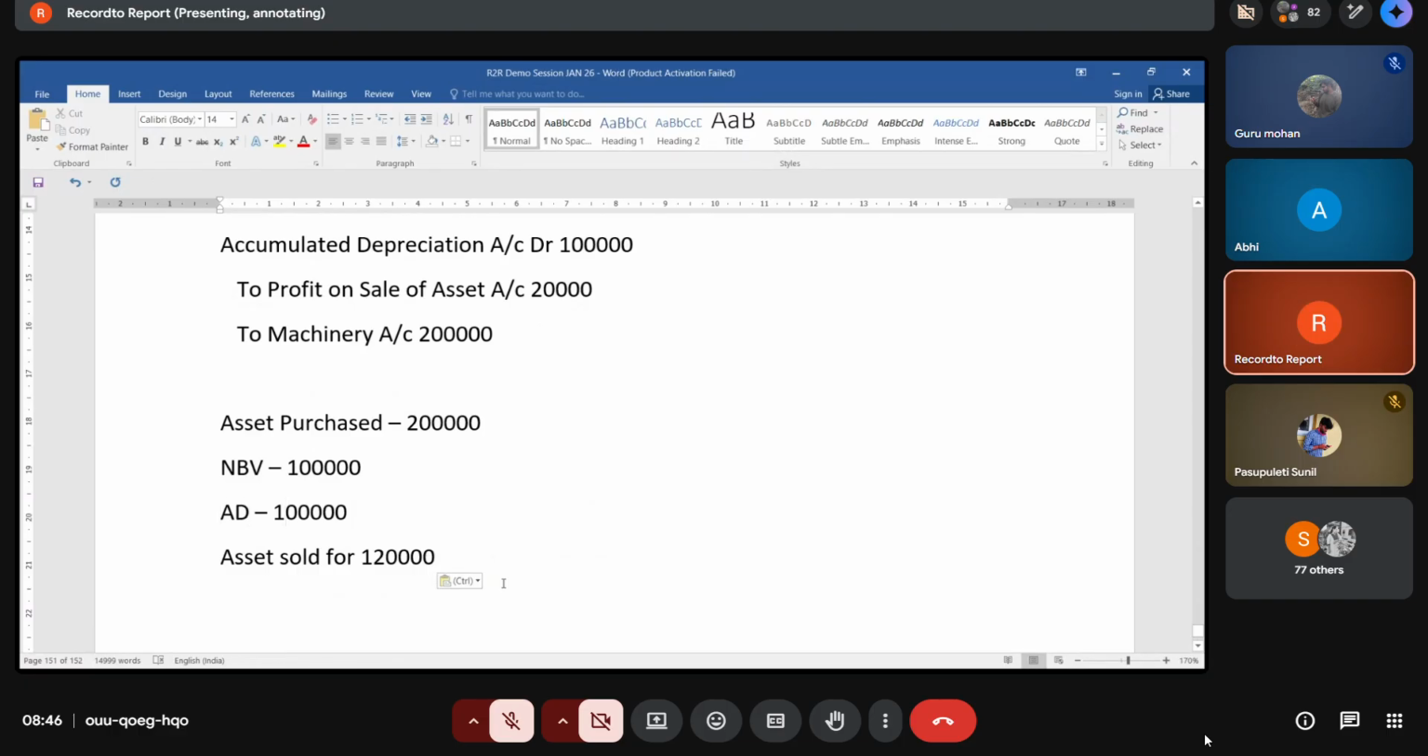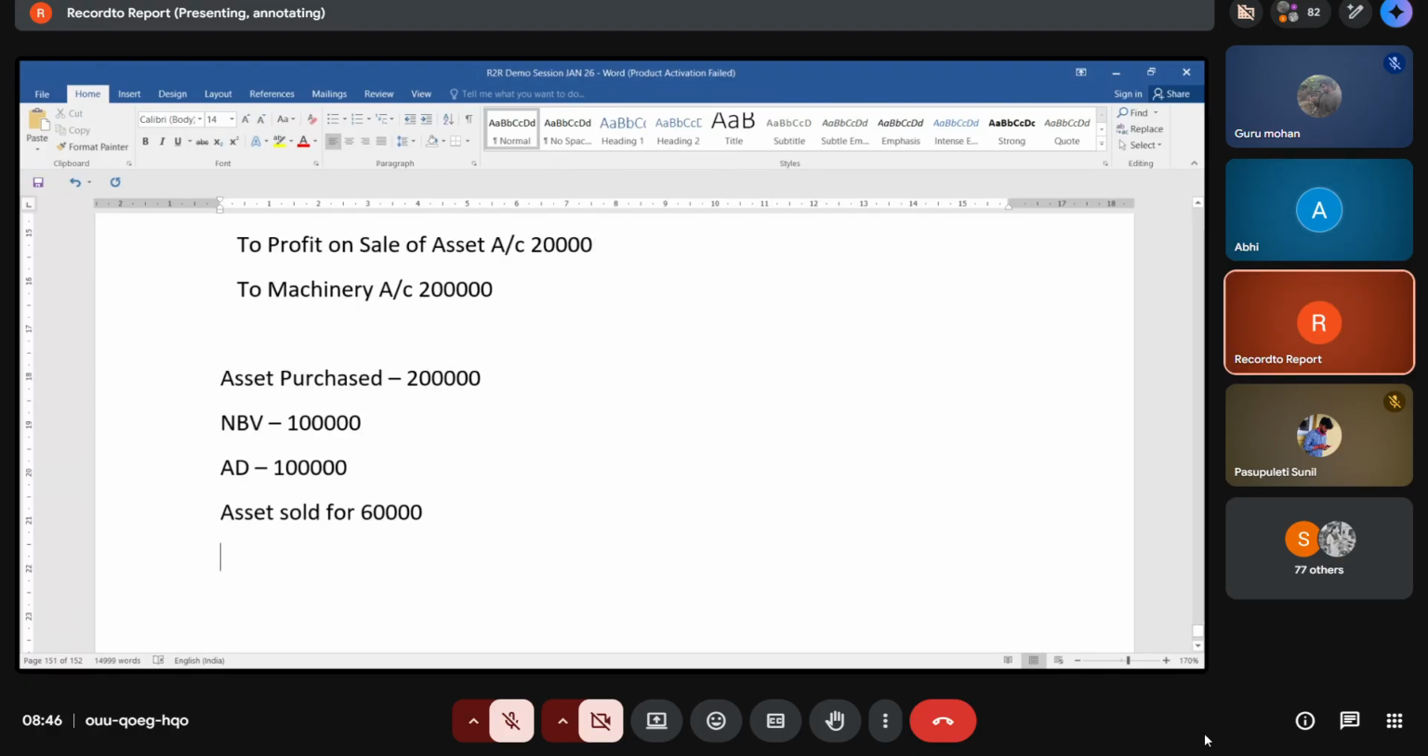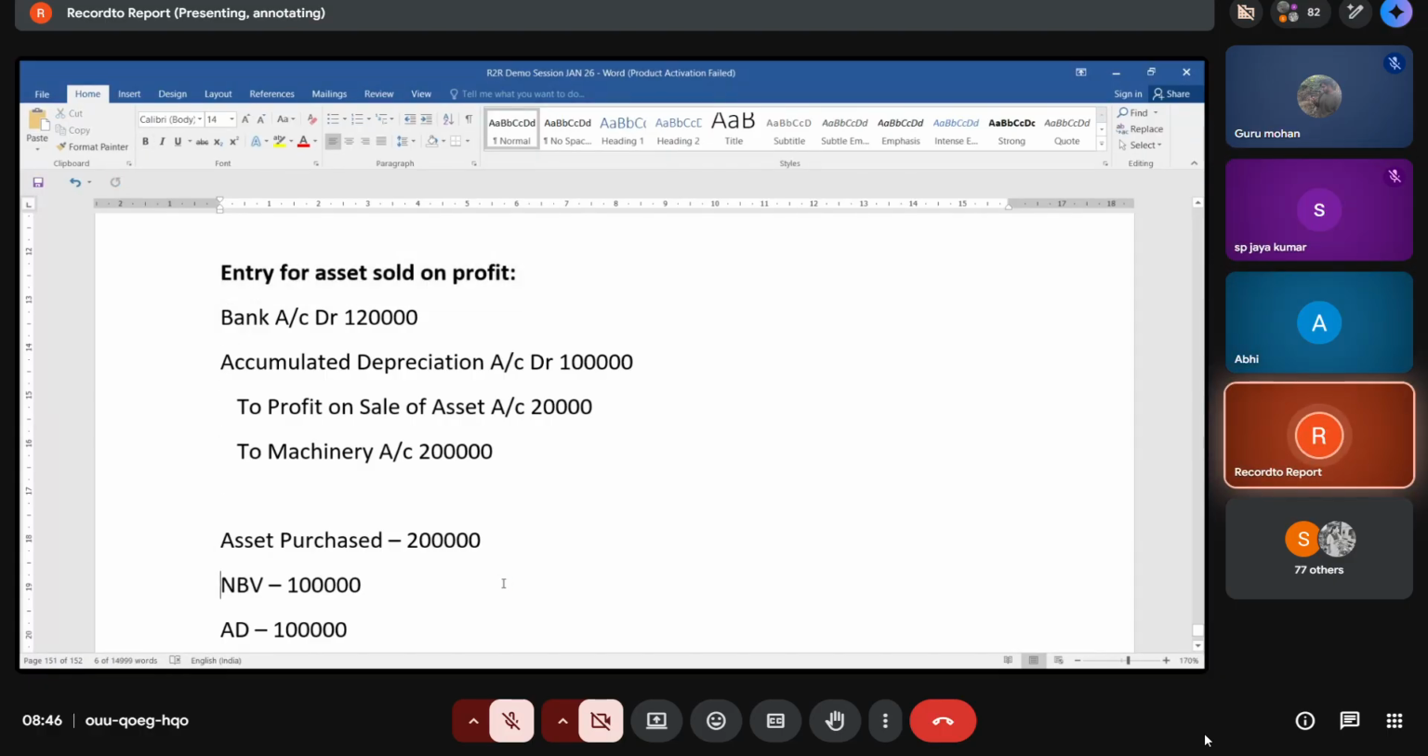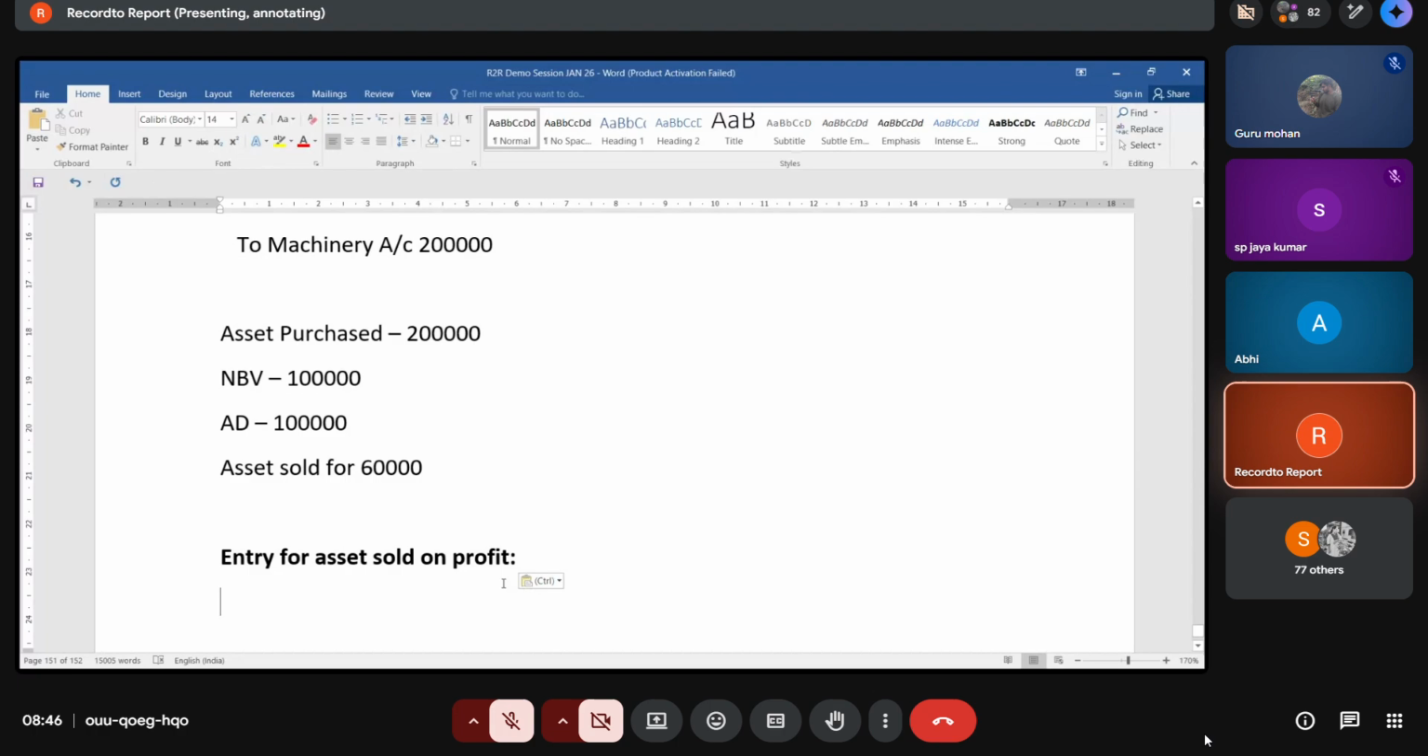In the same way, the asset is sold for 60,000. So is it a profit or a loss, guys? Loss. Entry for asset sold at a loss. So what is the entry to be recorded?